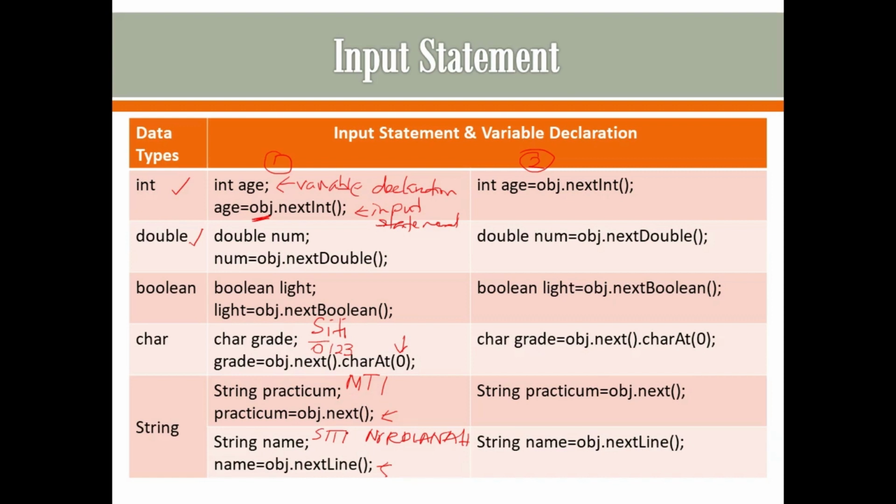If the user keys in something like Siti space Nordiana, the system will output only Siti, not Siti Nordiana like the user input. But if you use nextLine, all the user input, including spaces, such as Siti Nordiana binti Hj Omar, can be shown in the display.